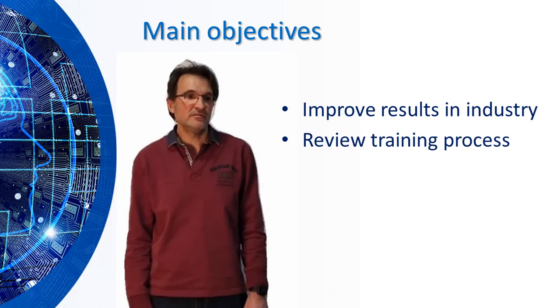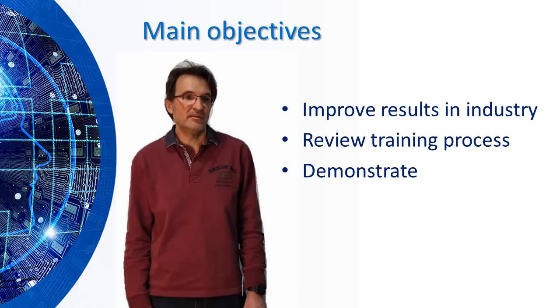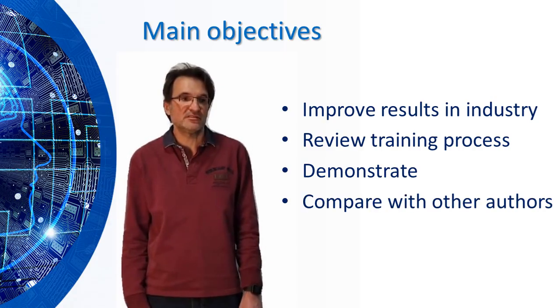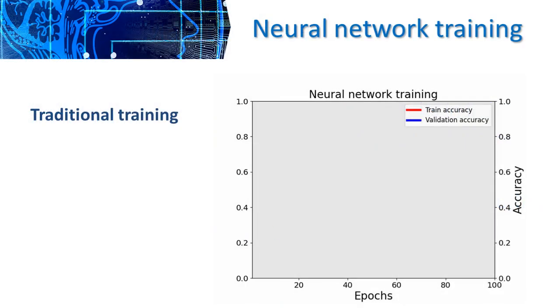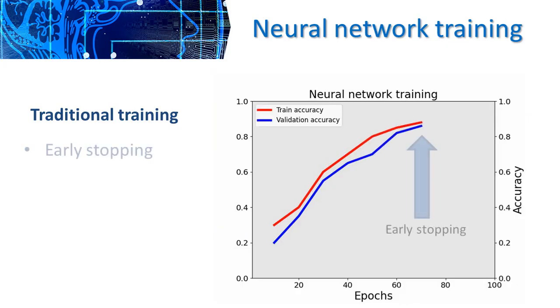Our objective was to demonstrate how this technique considerably improved the training of a single current classifier with respect to the results obtained by the other authors. During the training of neural networks, we use a mechanism called early stopping, which allows stopping training when the validation behavior starts to deteriorate.